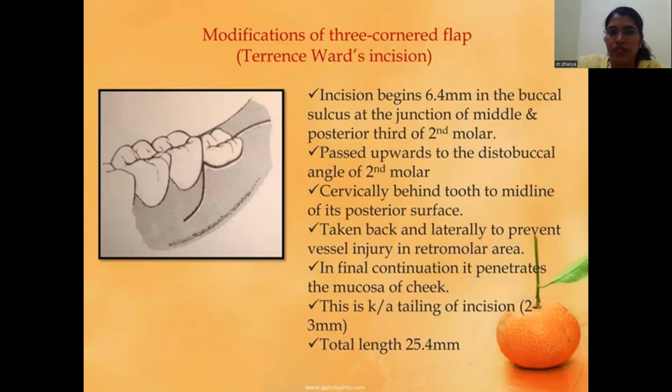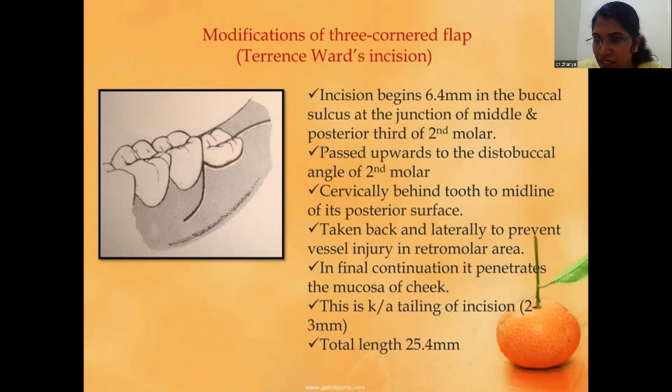Then there is Wards incision, or Ward's incision as we normally call it. It is the most accepted and most approved incision used for your third molar impactions. The incision begins 6.4 mm in the buccal sulcus at the junction of the middle and posterior third of the second molar, and passes upward to the distal angle of the second molar. Then it goes cervically behind the tooth to the midline, its posterior surface taken back laterally to prevent vessel injury in the retromolar area. Basically, you are starting the incision at the second molar distal line angle side. It is about 6.4 mm in the buccal sulcus.